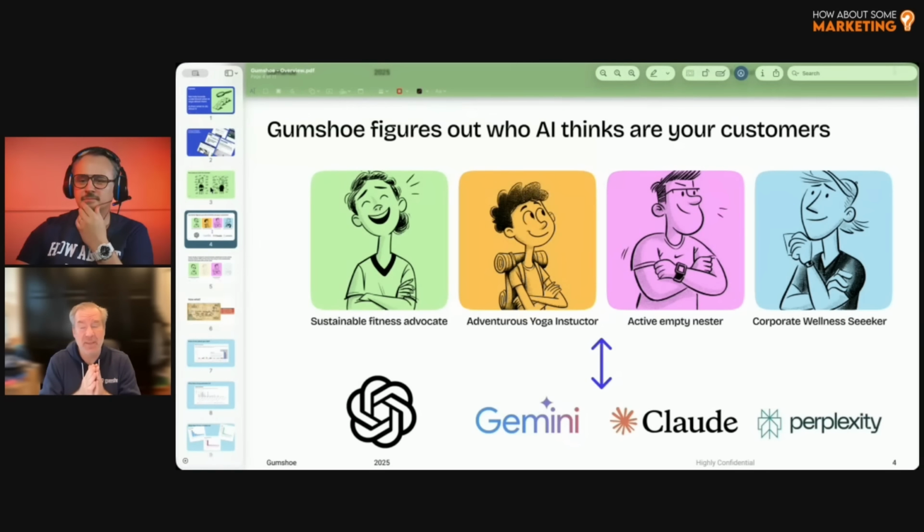So that it can customize its answers. This is an example for Lululemon. It breaks down its customer types and makes recommendations based upon who it thinks you are. A sustainable fitness advocate, if you're selling yoga pants like Lululemon, would get different recommendations than an active empty nester or a corporate wellness seeker.